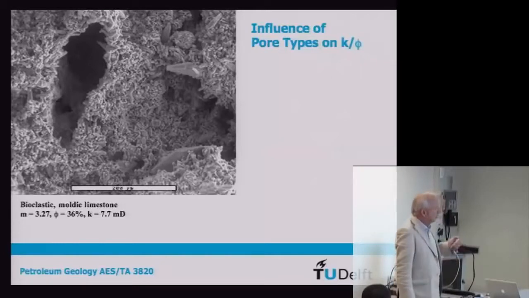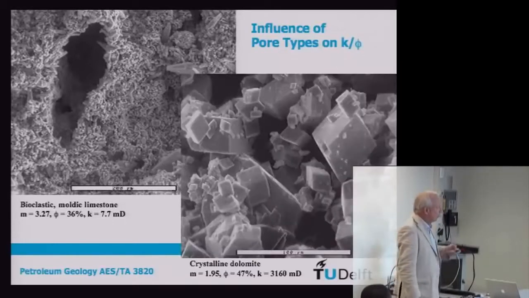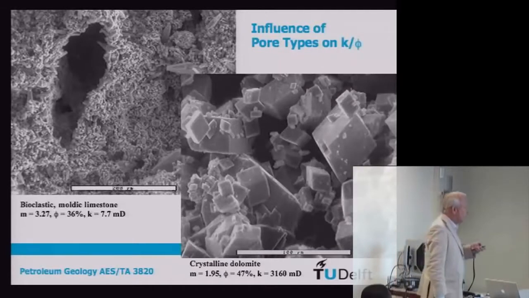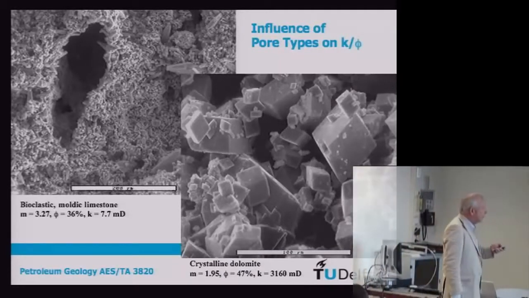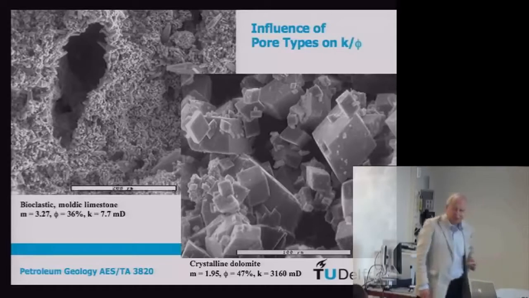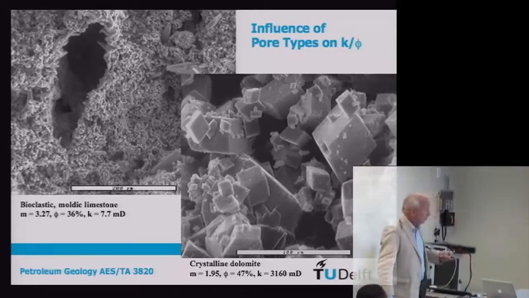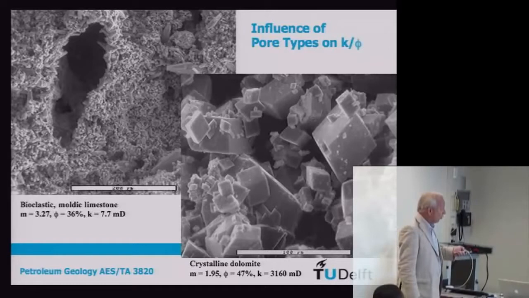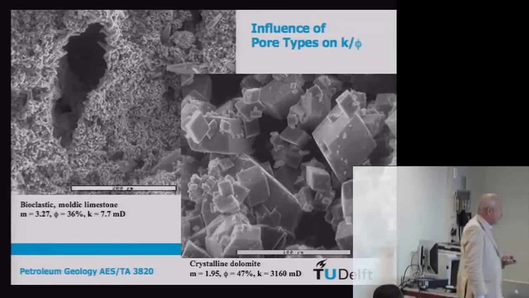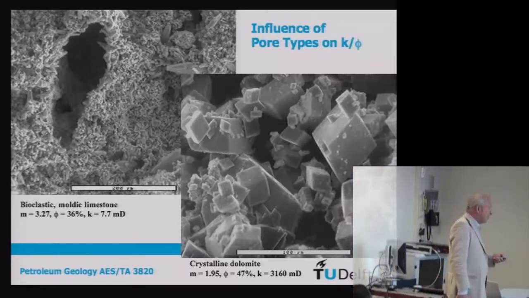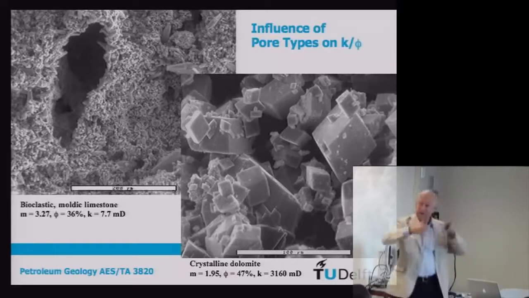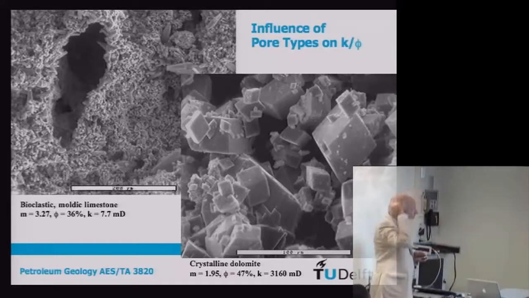And now we look at a dolomite. Look at that. Beautiful dolomite crystals, right? Big ones, small ones, and in between, huge pore space, very easily connected here. Very, very well connected, right? Porosity, 47%. Well, that's a lot. And down here, permeability, it's more than this one here, but the porosity is in the same range. The permeability, 3.16 Darcy, right? So that's many orders of magnitude bigger than this one here, and that's simply because of the connectivity. These pores are very well connected.